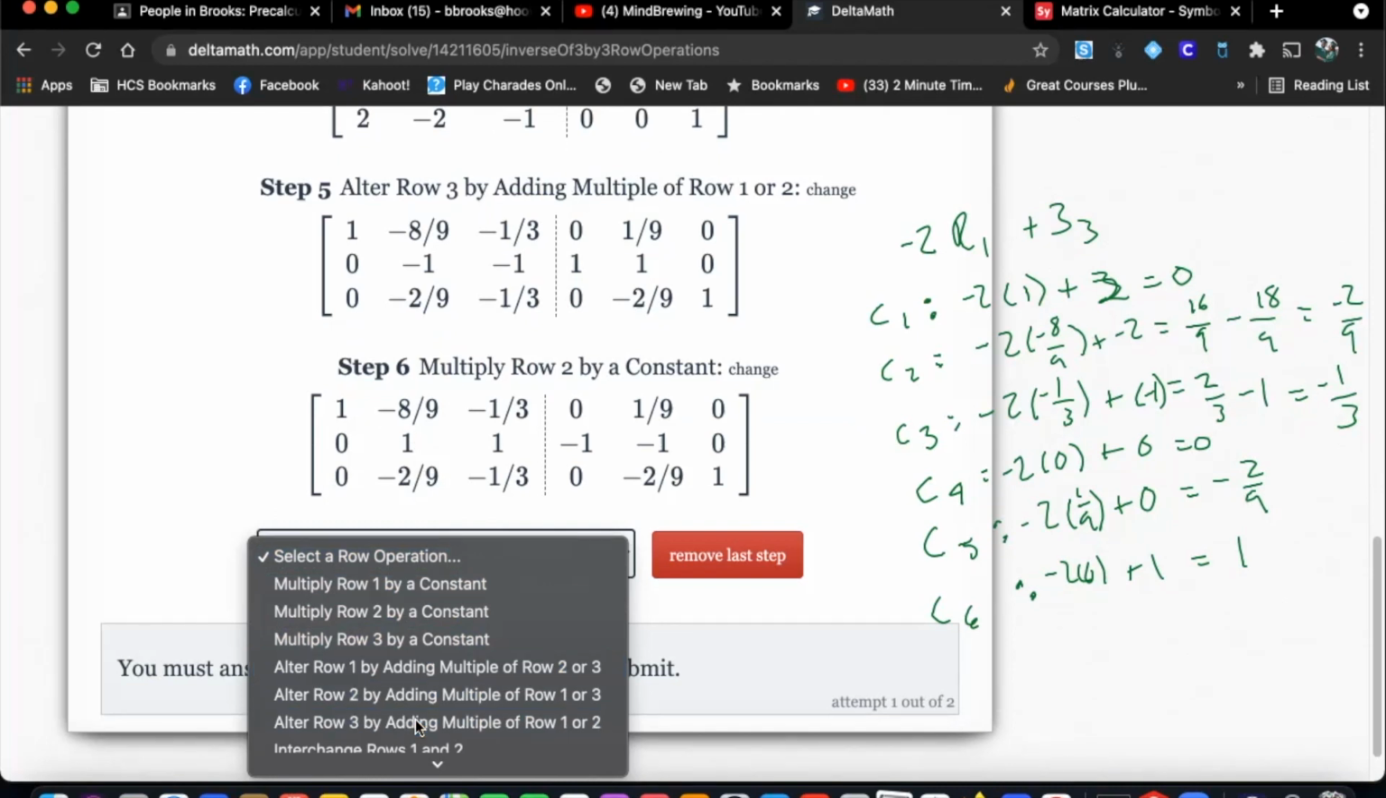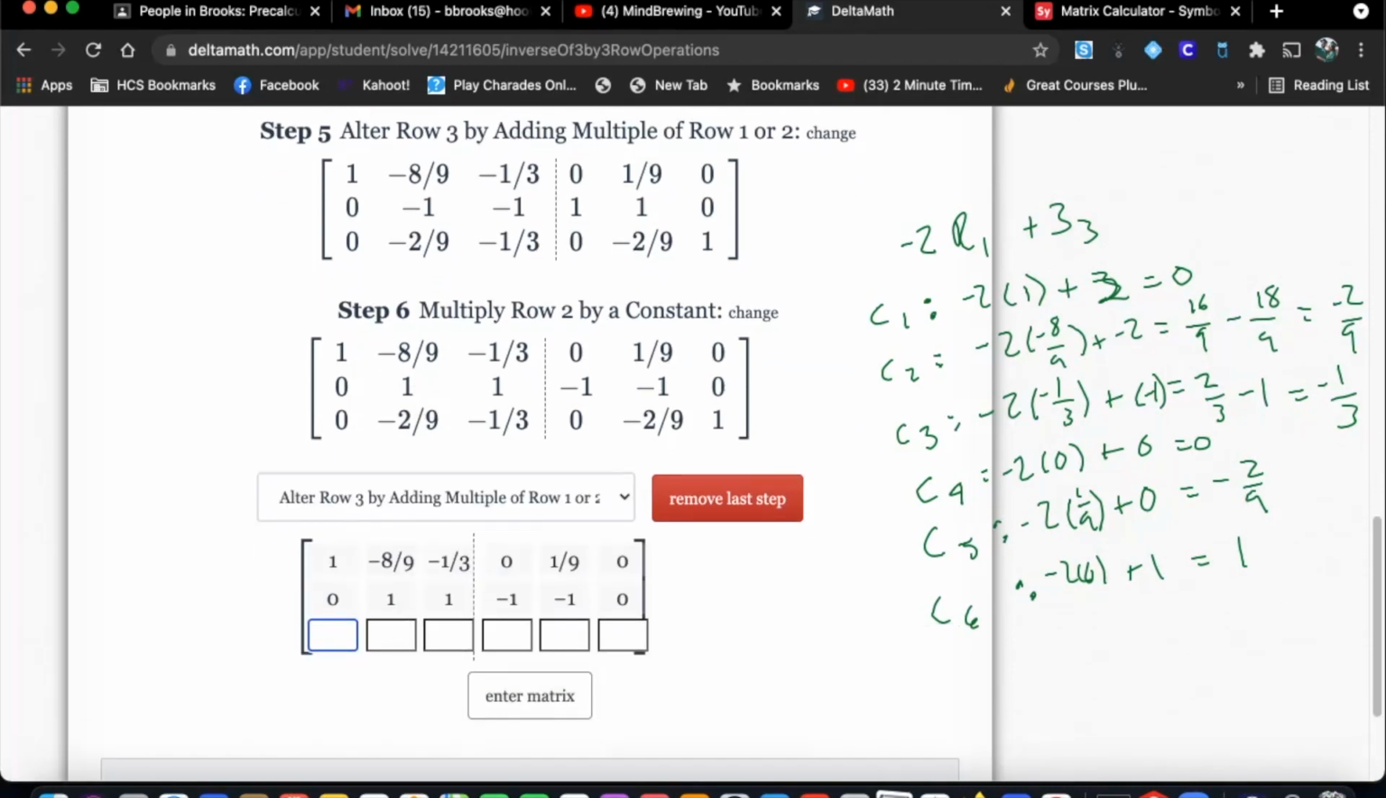Alter row 3. This will be 0, 2/9, 0, 2/9 plus -1/3. 2/9 plus -1/3 is going to be -3/3. So -1/9.